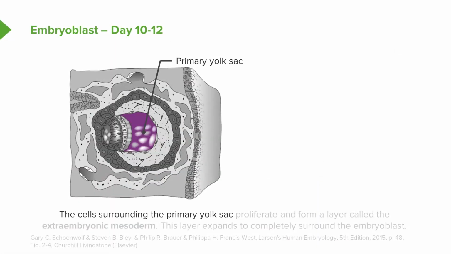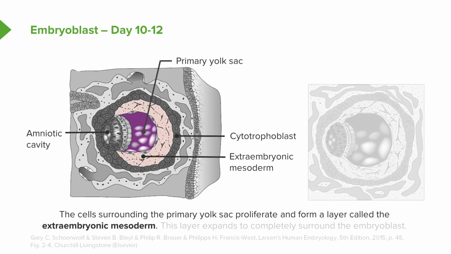Moving a little further along, the primary yolk sac and embryo become separated from the surrounding trophoblast cells by a distinctive set of cells called the extraembryonic mesoderm. This extraembryonic mesoderm will not contribute anything of substance to the actual embryo, but allows it to develop fully inside the uterus and separates it from the placenta.